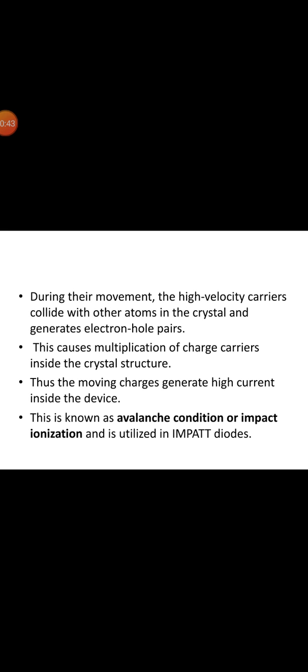So during this movement, the high velocity carriers collide with the other atoms in the crystal and generate electron hole pairs. And this causes the multiplication of charge carriers inside the crystal structure. Thus, moving charges generate high current inside the device. And this is known as the avalanche condition or impact ionization, and is utilized in impact diodes.